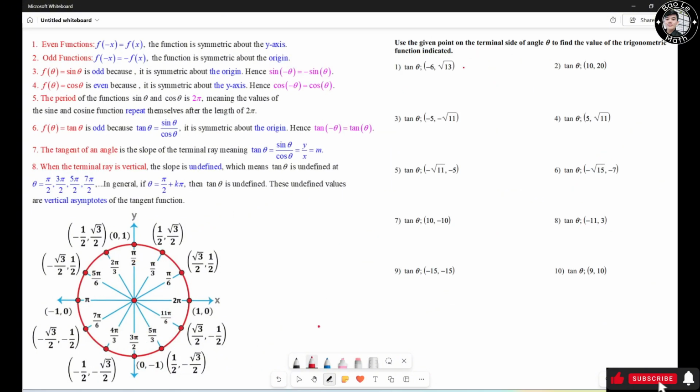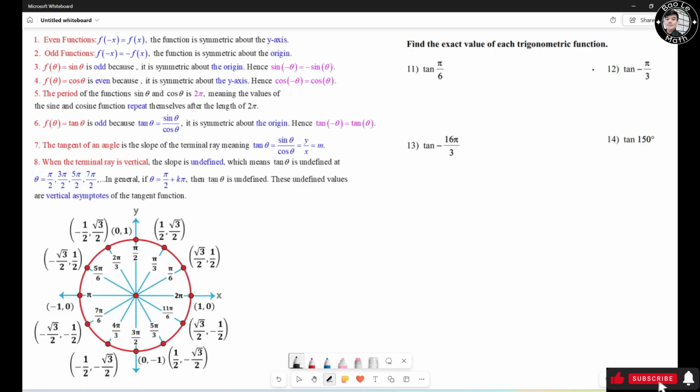So let's take a look at this one right here. We need to find the tangent of angle theta, and then the coordinate points right here. We use the formula right here. Alright, so tangent theta equals y over x, right? So tangent of theta equals the y value, root 13, over negative 6. So it could be negative root 13 over 6, right? It's very simple, right? Now I'm going to leave the rest for you to practice.